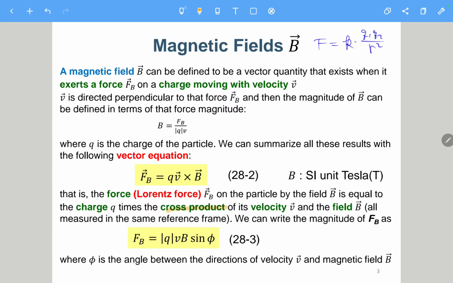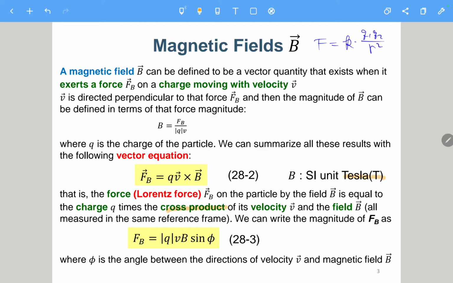I suppose in high school physics you should have learned about this, but we will just repeat it again. For the magnetic flux density, I mean the B field, the SI unit is called Tesla.